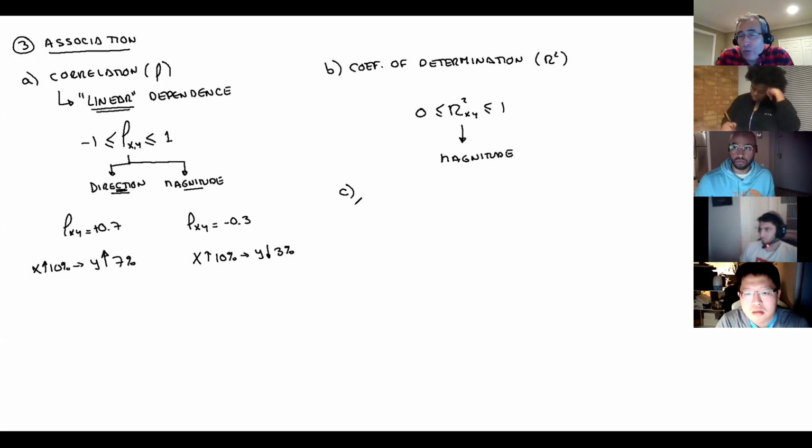Now, in econometrics, having an R-square that is negative, guys, simply means that the sample mean is the best forecast for your data. That's all.